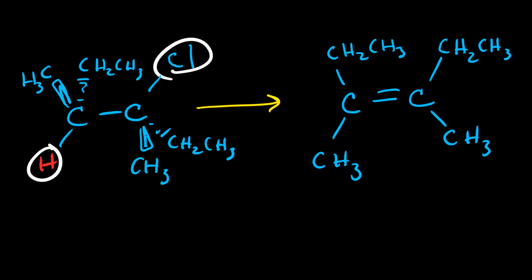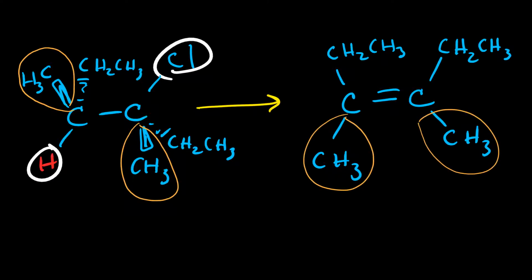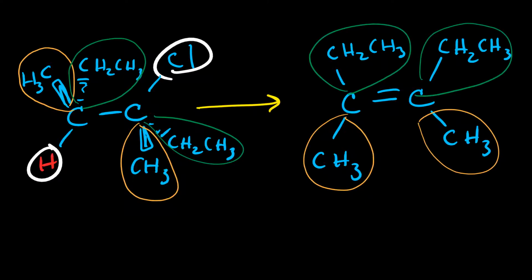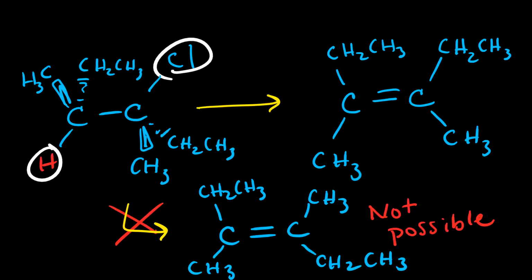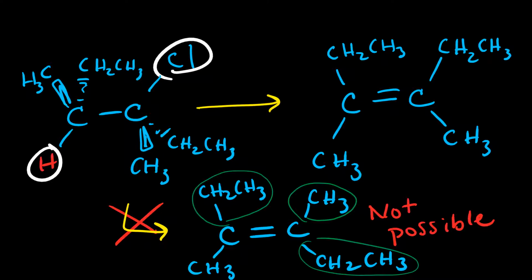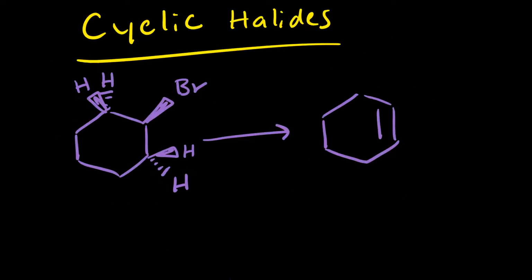By doing that, remember that we are putting the groups that are on the solid wedges together, so the two methyl groups over here, and then we're putting the groups that are on the dashed wedges together, so the two ethyl groups are on the other side. It turns out that you have a fixed geometry. This is the only way the elimination could have taken place. In other words, it's not going to be possible for the molecule to orient itself in such a way that you would get the ethyl and the methyl groups on the same side together.